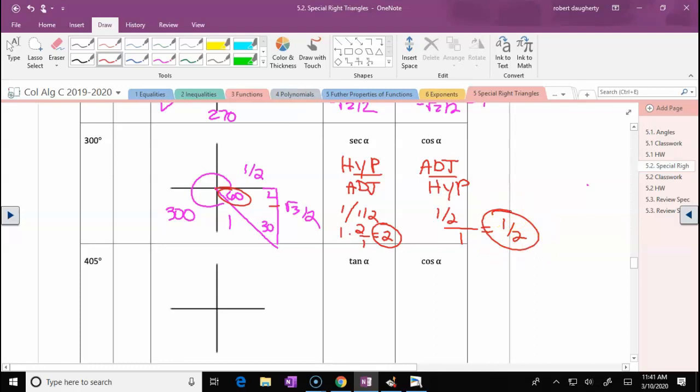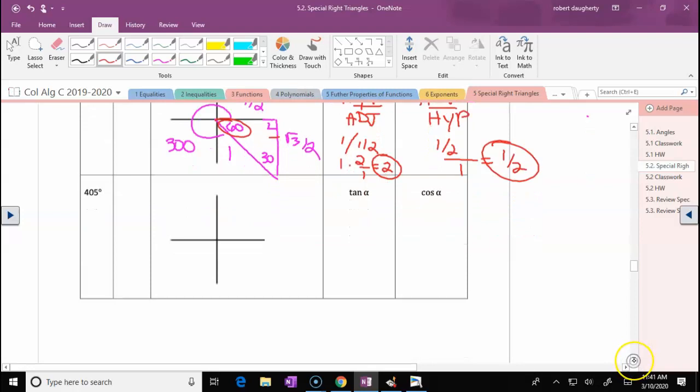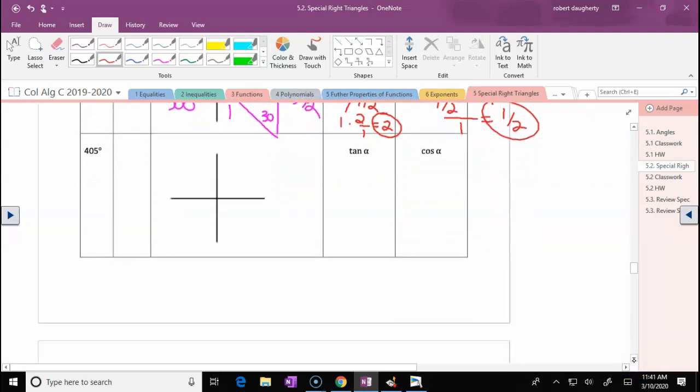405 degrees. I haven't drawn it, but what's it going to be? What kind of triangle? No, it ends in 5. It's going to have to be a 45. So if I start at 0, when I go all the way around, how far have I gone? That's 360. How much further do I need to go? 45 more. So this is my 405 degree angle, but the triangle that it makes is a 45-45.